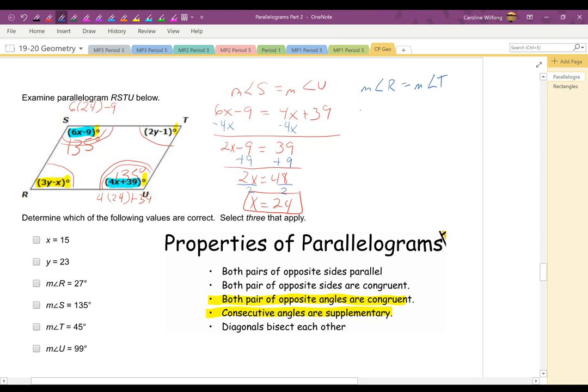So angle R, they told me, was 3y. And now that I know what x is, I'm going to put the 24 in for my x and set that equal to 2y minus 1. Bring my y's together by subtracting 2y from both sides. So now I have y minus 24 equals negative 1. I'm going to add the 24 to both sides. So I get y equals 23.